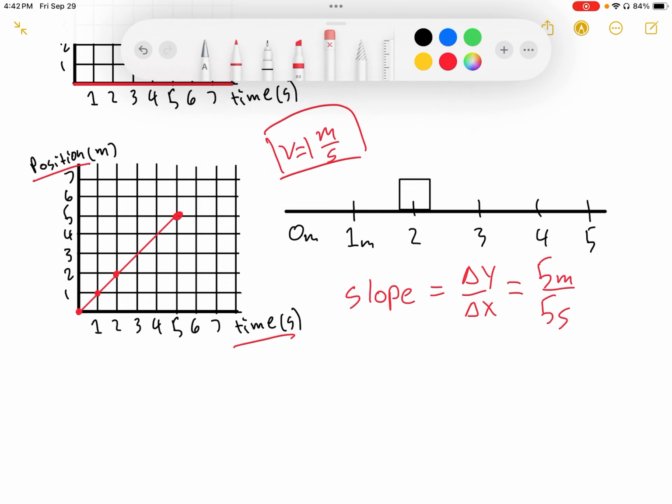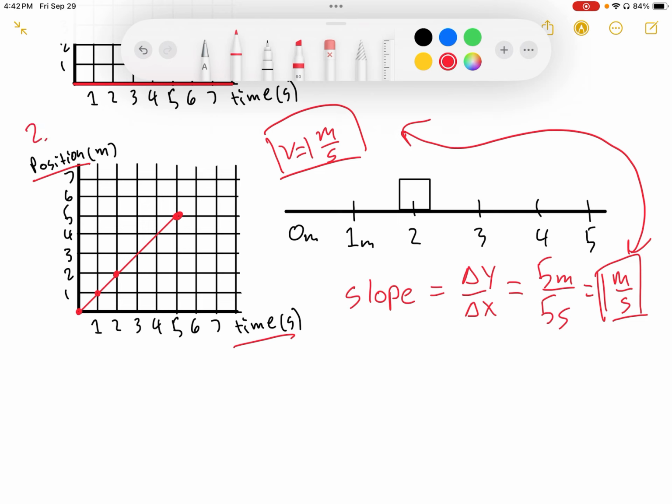Okay. We went up 5 meters over 5 seconds. So our slope of this line is 1 meter per second. 5 meters in 5 seconds, that's 1. So our slope of this graph, this is situation 2, okay. Our slope of the position graph is always our velocity, right? Okay?